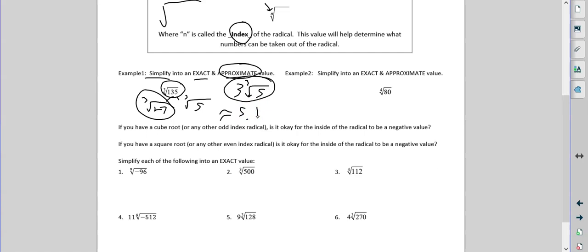All right? When you ask for exact, you leave it in radical form because there's no numbers rounded. That's exactly right. But that's the one that's simplified.